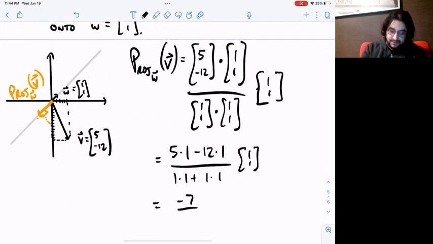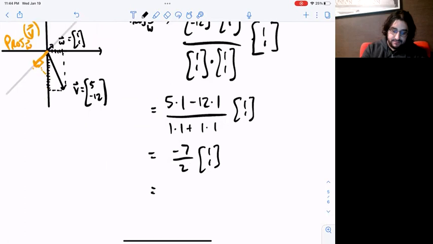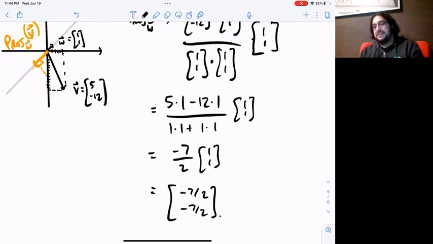So I get negative 7 over 2 times 1, 1. And now I do the scalar multiplication, and I get negative 7 halves, comma negative 7 halves. Right? We got it. There are the coordinates of our projection. I like how this worked out.